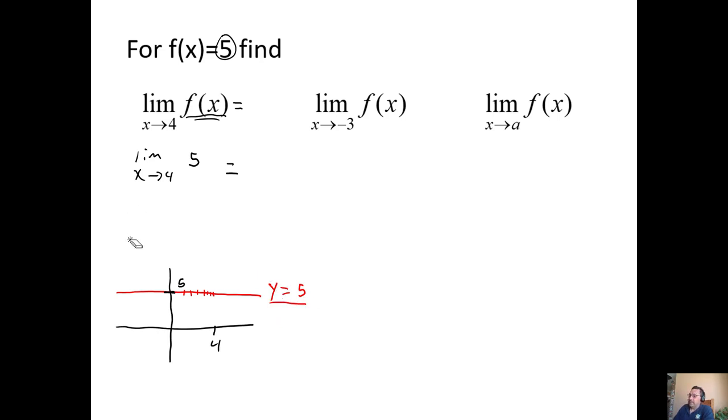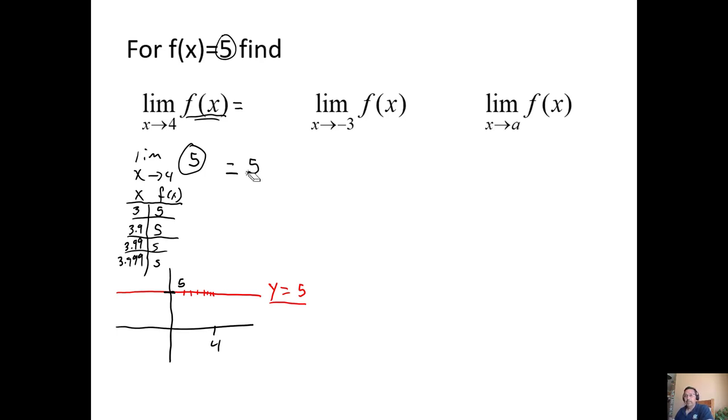You could also look at it from a table, from a numerical view, x, f of x. Your table should have inputs that get closer and closer to a value of 4. And so we'll start at 3, then 3.9, then 3.99, then 3.999. But my output is always 5, because that's my function. It's the constant function 5. 5, 5, 5. So it should make sense then that this limit is 5.